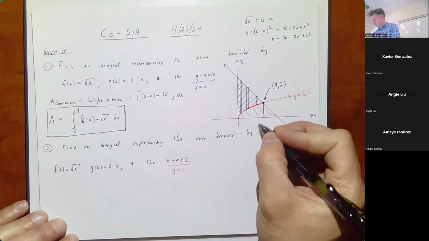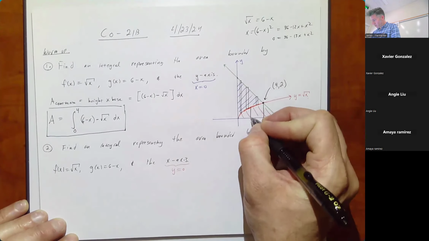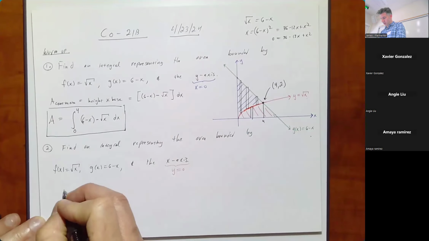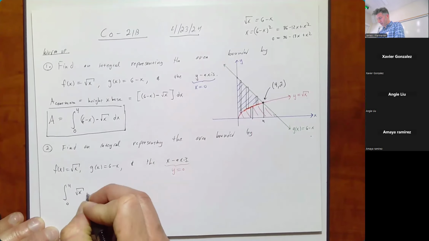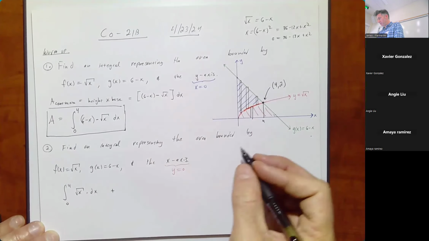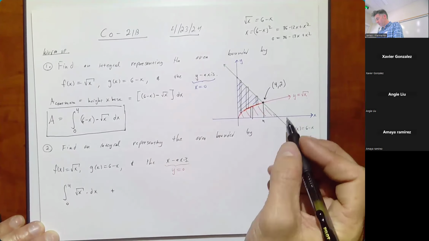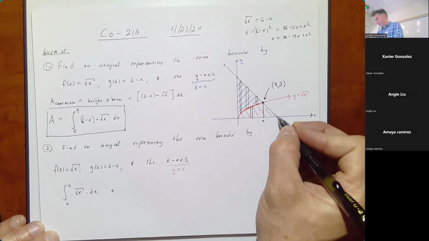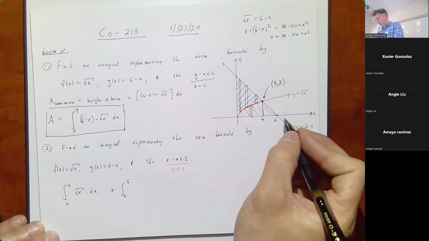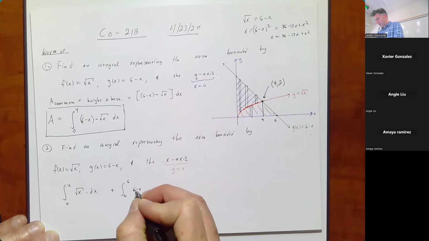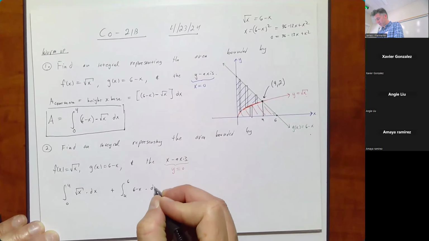From 0 to 4, we're going to get the integral from 0 to 4 of our height, which is the square root of x, times our base, which is dx. And then for this section here, we're going to go from 4 to 6 of our height, which is the function 6 minus x, times our base, which is dx.